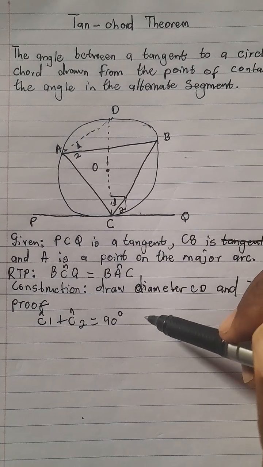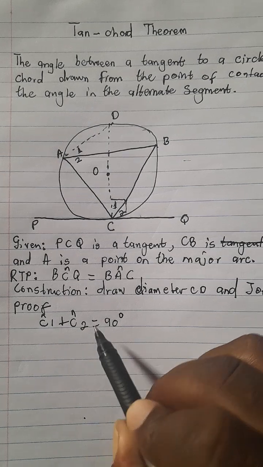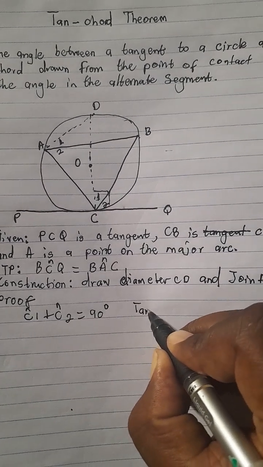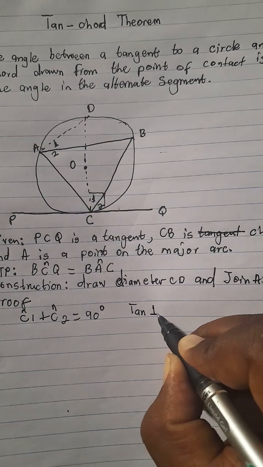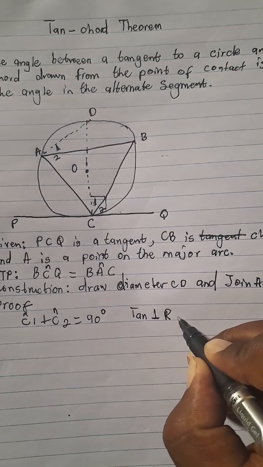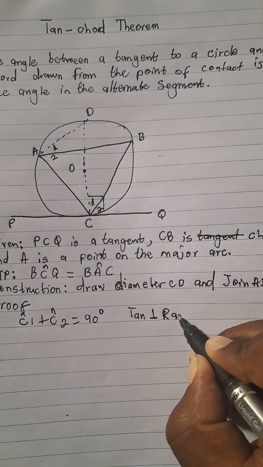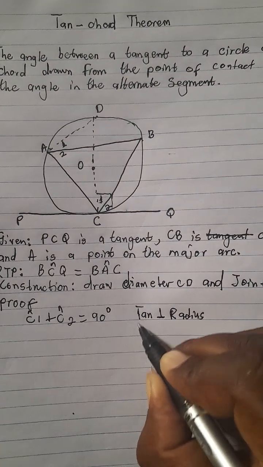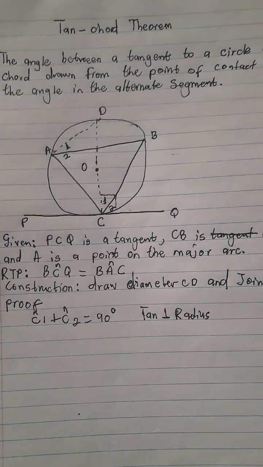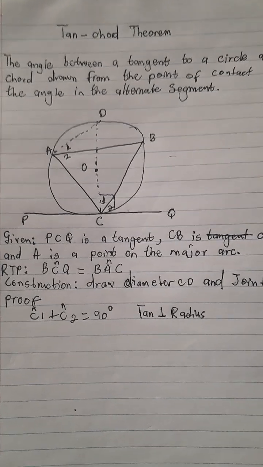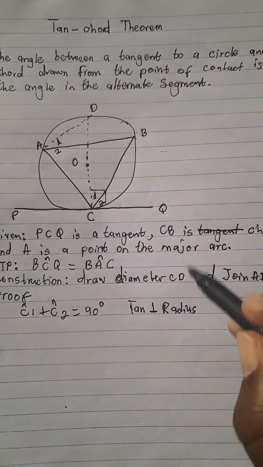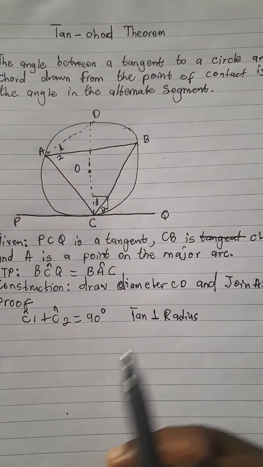I hope you're getting it. Remember, this is a statement and it must be accompanied by the reason. So the reason will be tangent perpendicular to radius. So in other words, we now have a mark for drawing construction, then maybe 2-3 marks now, and then we will be left with 4 marks.